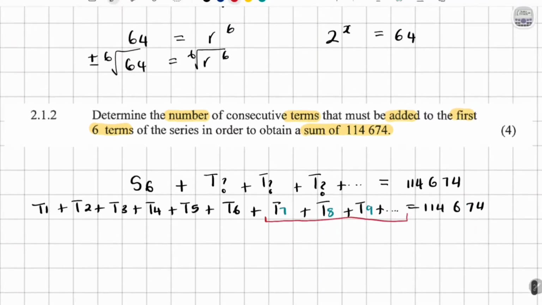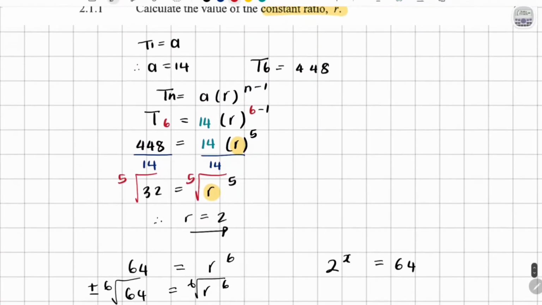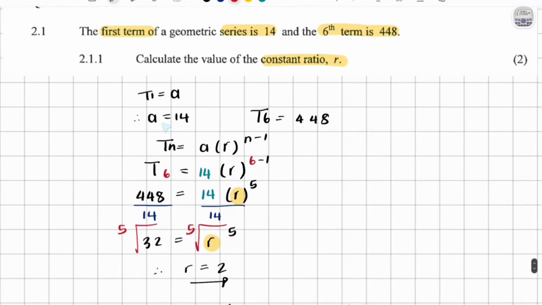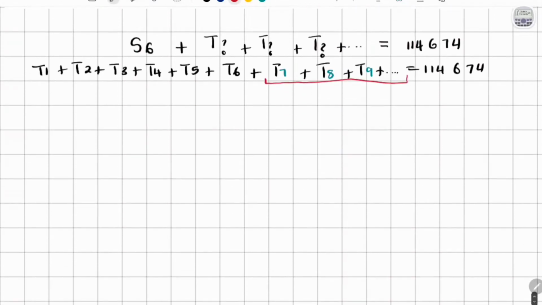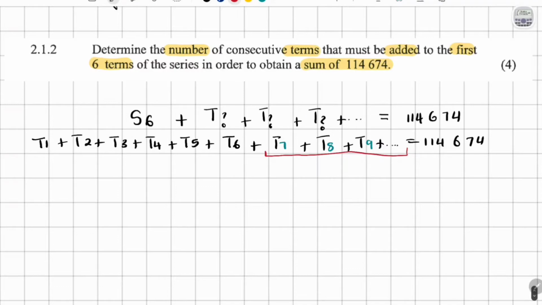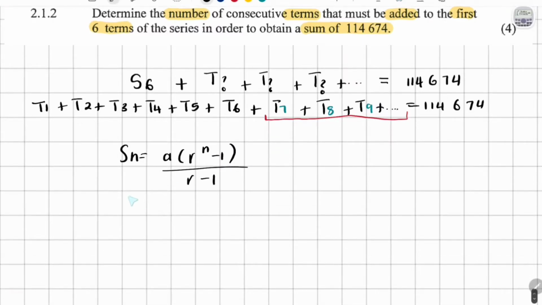It's still continuing from this, so it's still the geometric pattern, and we know the value of R. We also know the value of A, so we can use that. We're going to use the sum formula, and as you can see, R is 2, so Sn is equal to A multiplied by R to the power of n minus 1 all over R minus 1. The sum of how many terms, that's the one that we don't know. We're trying to find out the total amount of terms that must be added in order to reach this amount.